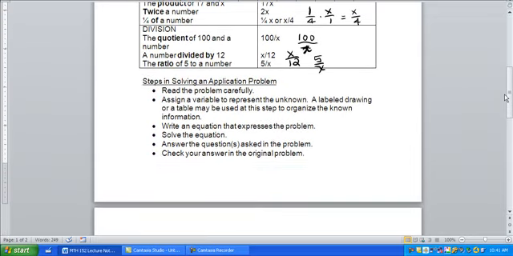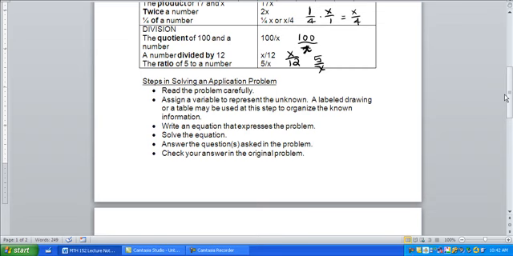Okay, we have steps involving an application problem. The first thing is to read the problem carefully. You may find you need to read through it a couple of times. Then assign a variable to represent the unknown. You have a number of ways to set this up. You can say x equals whatever it represents.